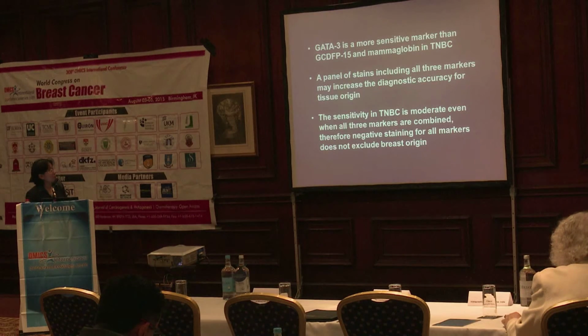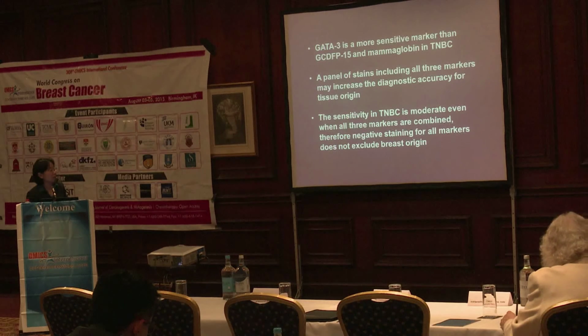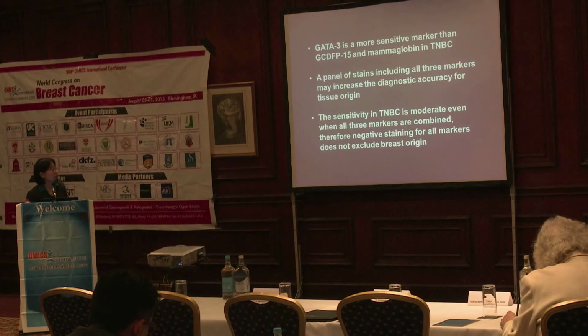So to summarize, GATA3 is a more sensitive marker than GCDFP-15 and mammaglobin in triple negative breast cancer. A panel of stains, including all of these three markers, may increase the diagnostic accuracy for tissue origin. However, if we keep in mind that about half of the cases would be negative for all these markers, the sensitivity in triple negative breast cancer is only moderate even when all three markers are combined. Therefore, negative staining for all markers does not exclude breast origin.